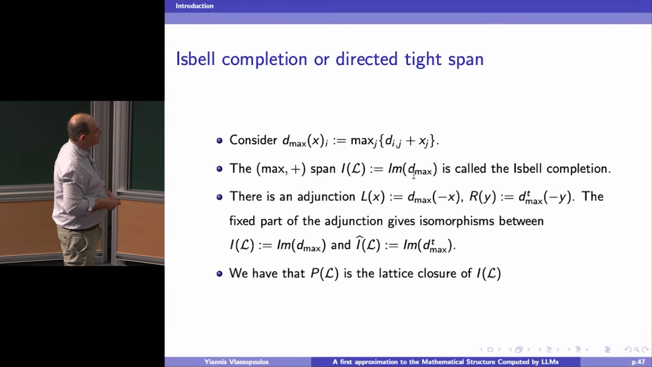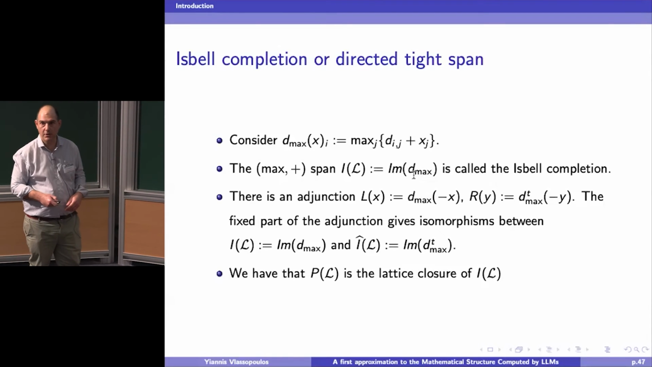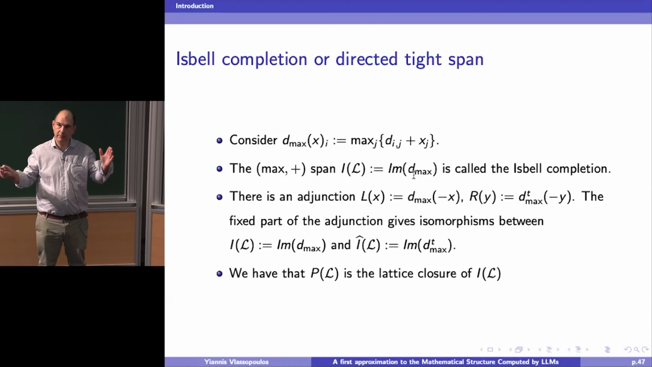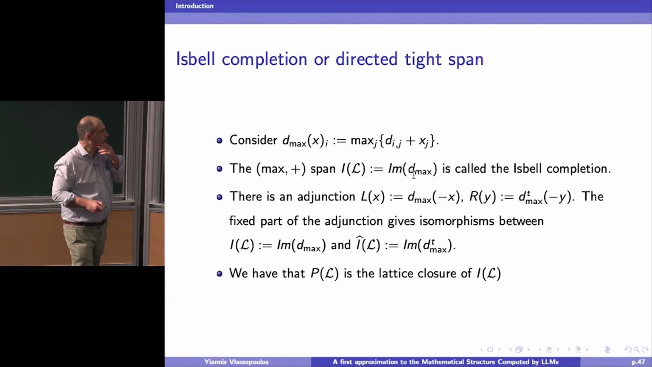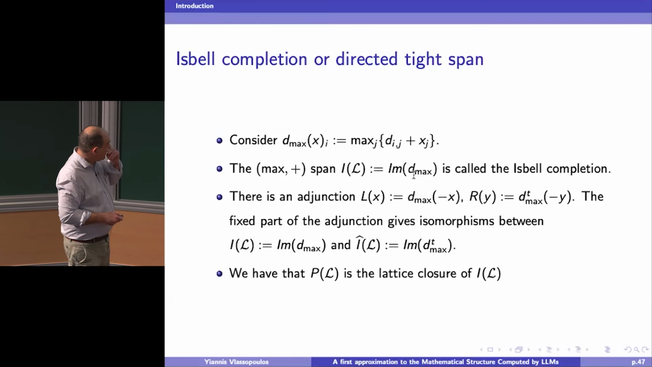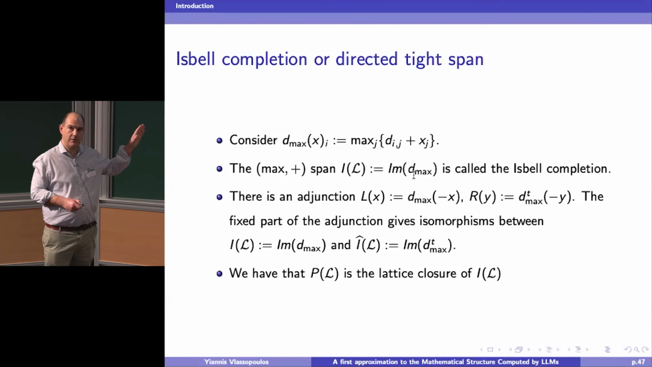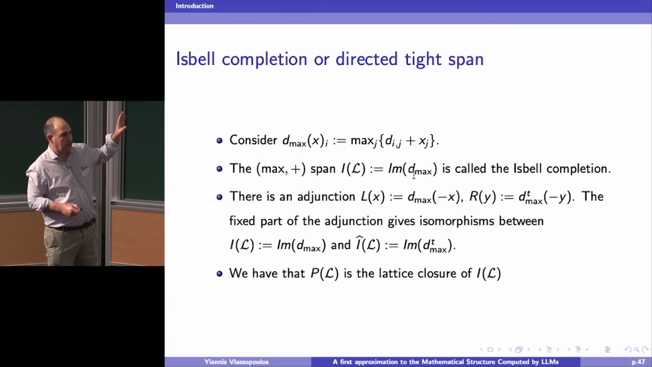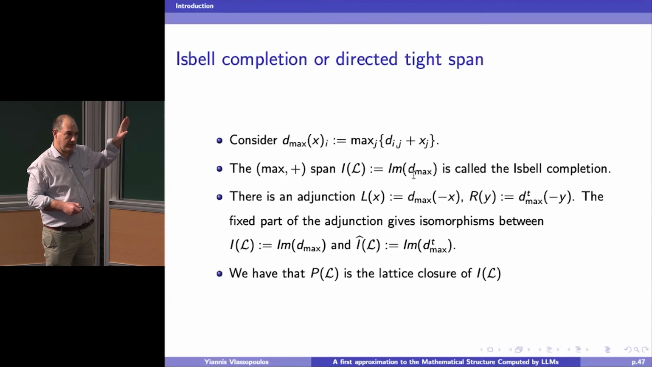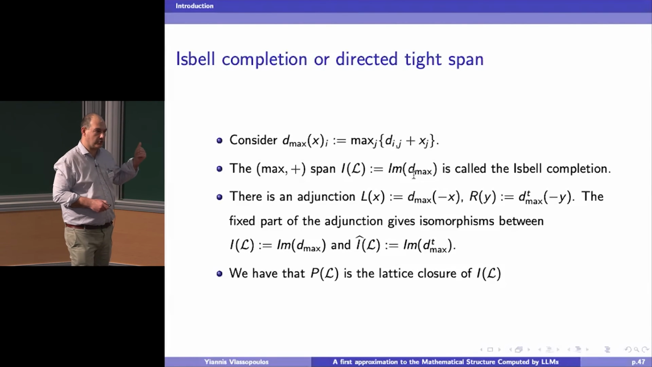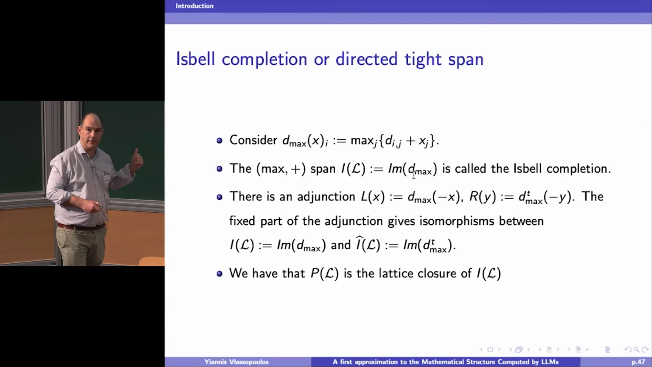And you get something which is called the Isbell completion. Maybe you've seen this in category theory. It's a sort of duality between sheaves and presheaves. It's called the Isbell adjunction. We've been working with the minus infinity, infinity coefficients that we like. But there's a theorem by Willerton that if you work with zero, infinity coefficients instead of minus infinity coefficients, then with this construction you get something called a directed tight span.